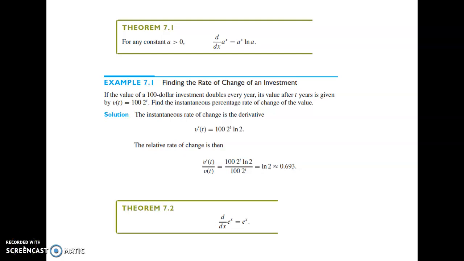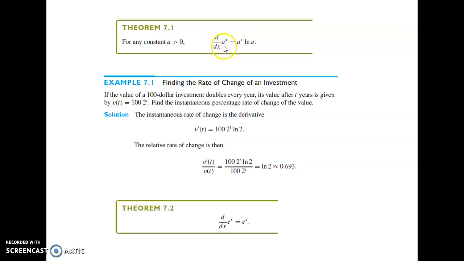This is the second part of the video lecture B of week 5. In this, we discuss the derivative of the exponential function. We know that there are two exponential functions: one is e to the power x and another is a to the power x.